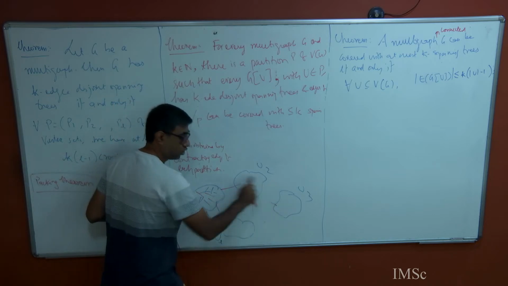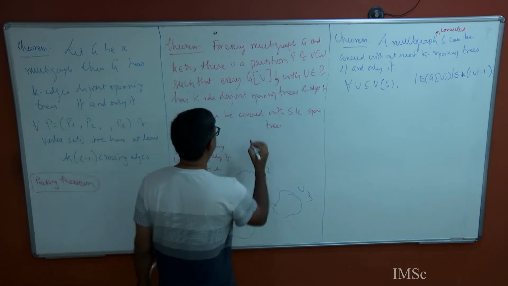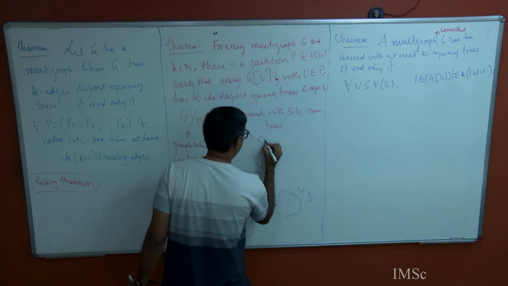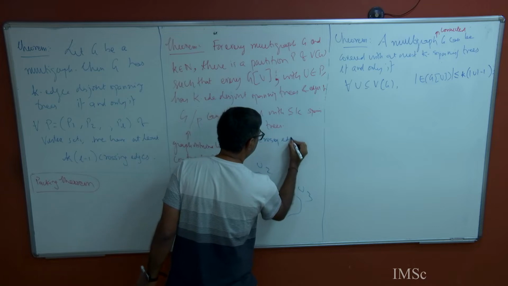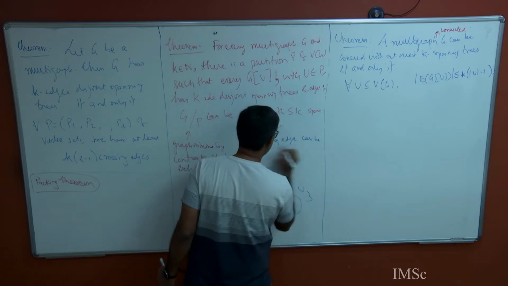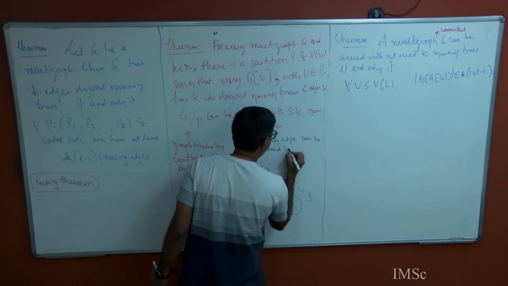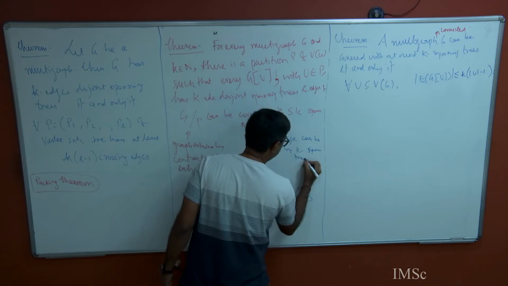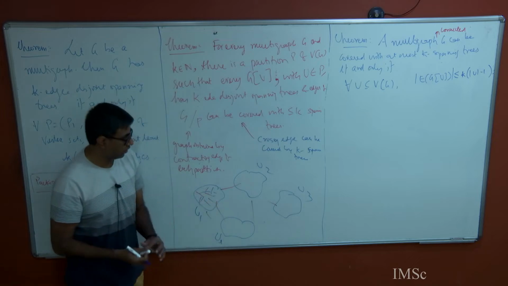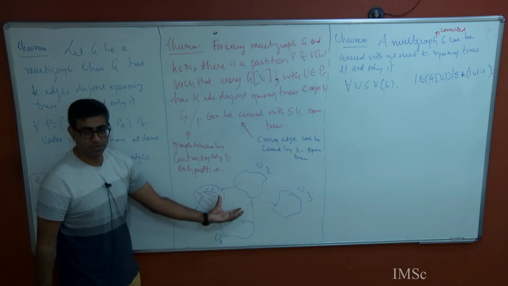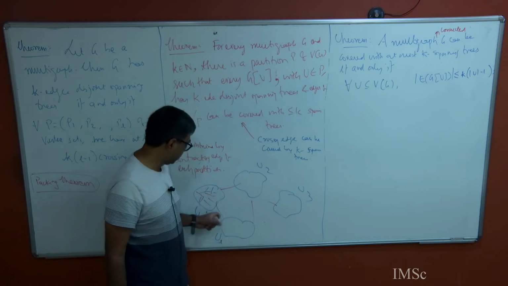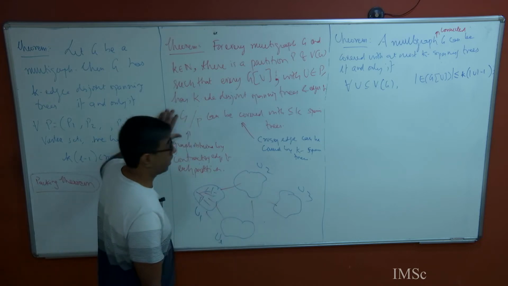Look at the crossing edges. So the way to interpret this is, crossing edges can be covered by k spanning trees. They need not be disjoint or something, right? So I can find k spanning trees in my graph which can actually cover each of the crossing edges. This is what the second condition tells us.